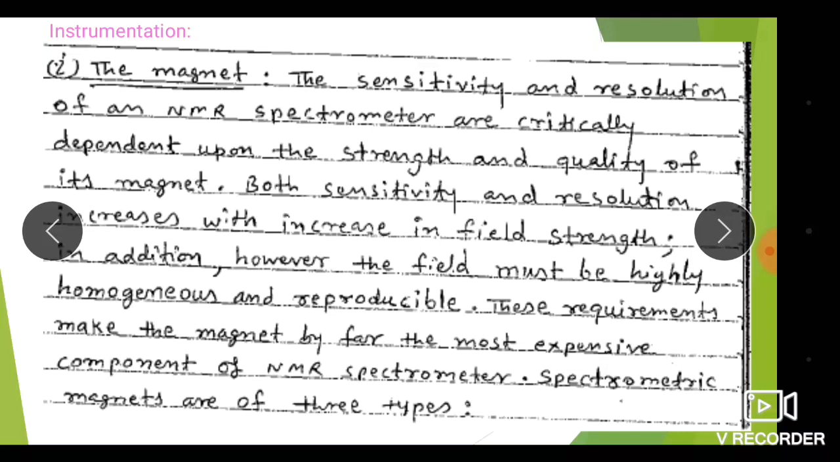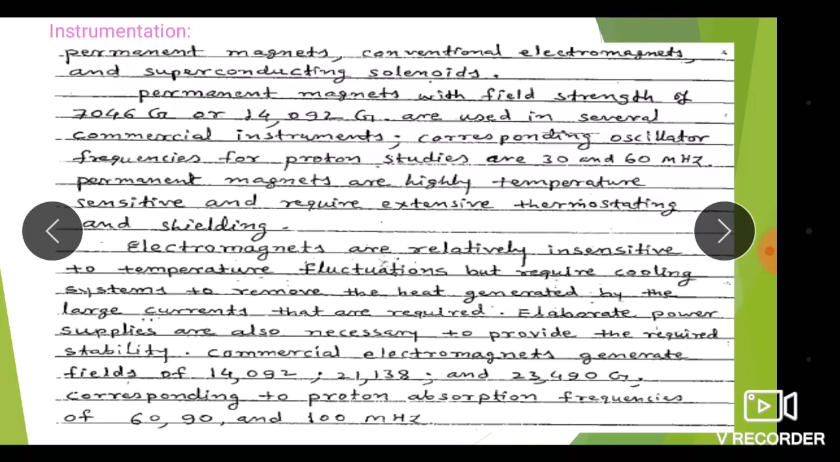Magnets used in NMR spectrometers are of three types: permanent magnets, conventional electromagnets, and superconducting solenoids. These three types of magnets are used for spectroscopic measurement.